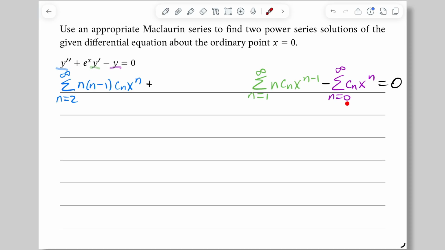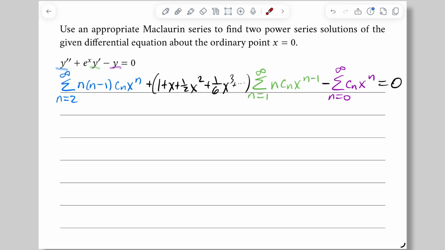Our expressions for y prime and y double prime are the usual ones, but how do we deal with e to the x? Well, we're using a Maclaurin series. And the Maclaurin series for e to the x is 1 plus x plus 1/2 x squared plus 1 over 3 factorial, so 1/6 x cubed, and so on, and it goes on forever.